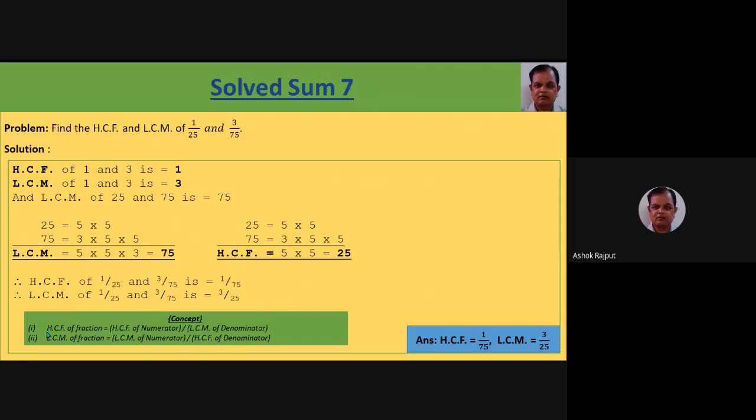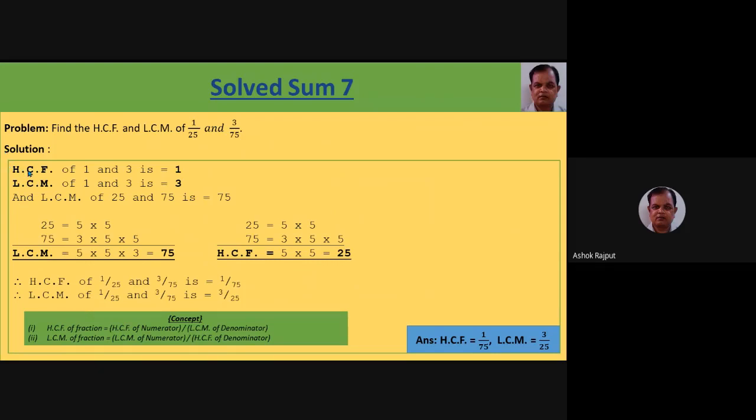Because we are going to find the HCF, we find the HCF of the numerators. If we are going to find the LCM, then it is the LCM of the numerators, and the other one is the HCF of the denominators. Only two things are there. So HCF means HCF of numerator, LCM of denominator. If we are going to find the LCM, then LCM of numerator and HCF of denominator. Here we have solved both problems.